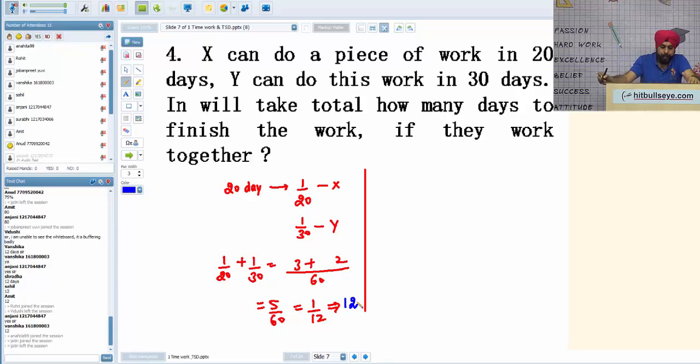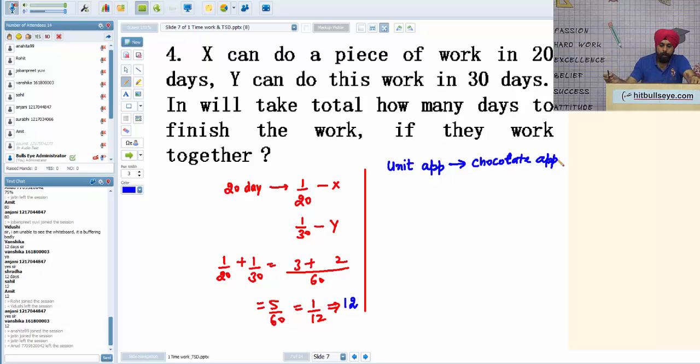Now students, let me add here, there is another approach that you should apply, which we call the unit approach, and in order to make it a little bit interesting, we can call it the chocolate approach, students. Now here X does a work in 20, Y does it in 30. Now students, the problem with time and work problems is that as we use reciprocals in this case, so the question becomes slightly complex. So what we do is we assume the work to be consisting of eating some chocolates.